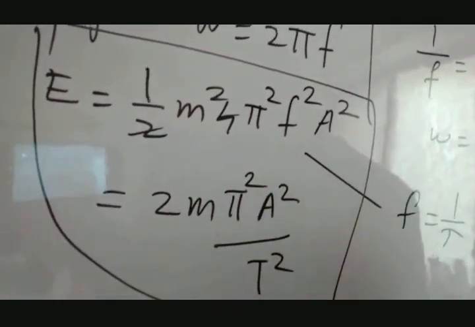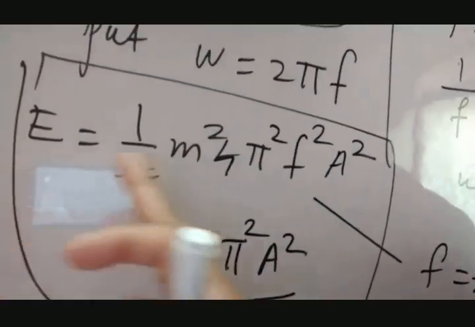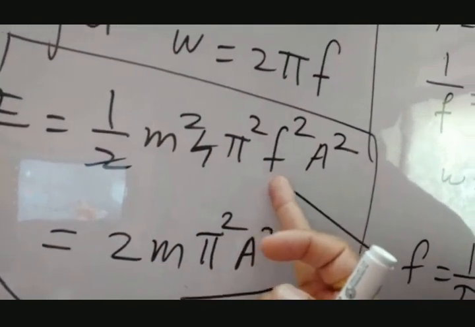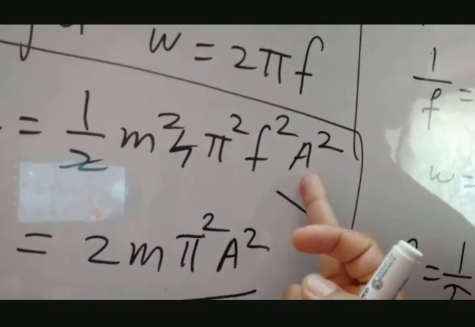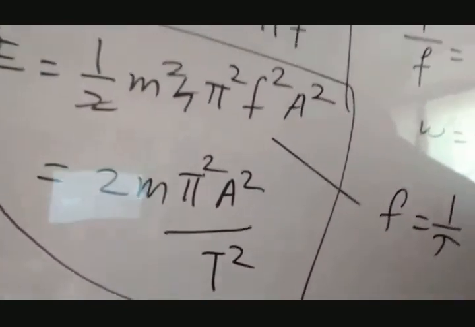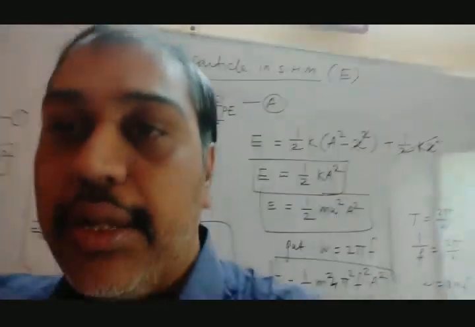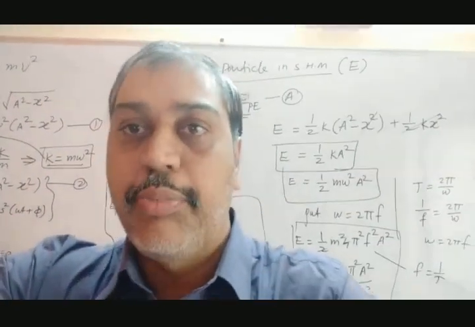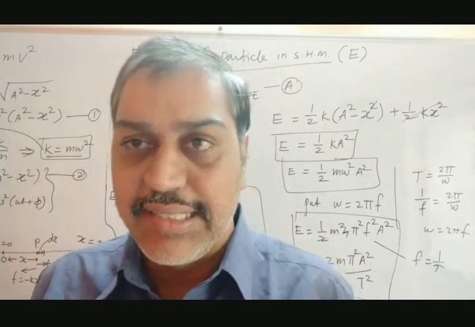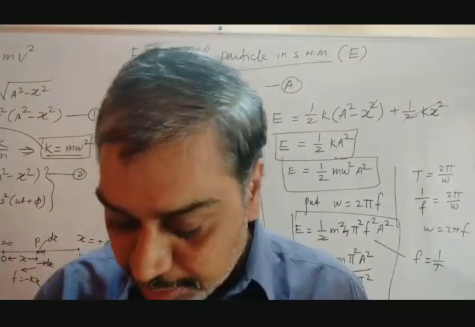So from this you can say the total energy is found to be directly proportional to mass, directly proportional to the square of frequency, directly proportional to the square of amplitude, or inversely proportional to the square of time period. In this fashion, we have just derived the equations for the kinetic energy, potential energy, and finally total energy of a particle performing SHM. Now here we have to consider some special cases.